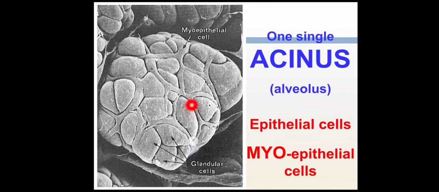Now this is an electron microscopy picture of an acinus showing the myoepithelial cells bounding the epithelial cells.